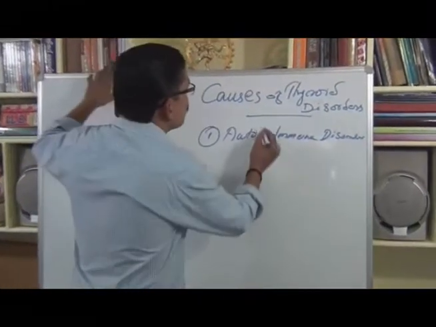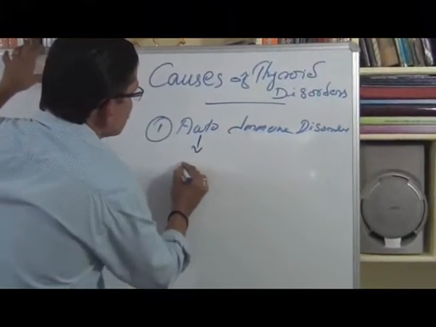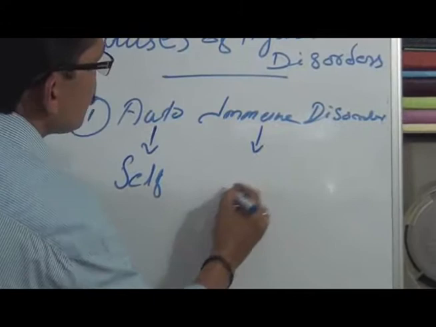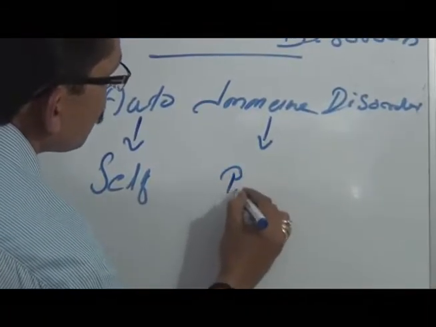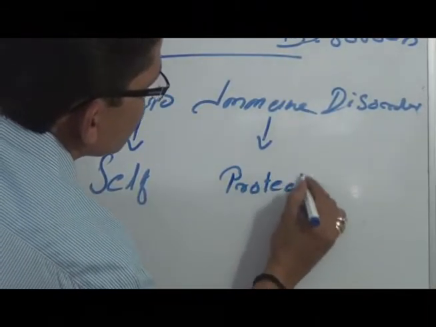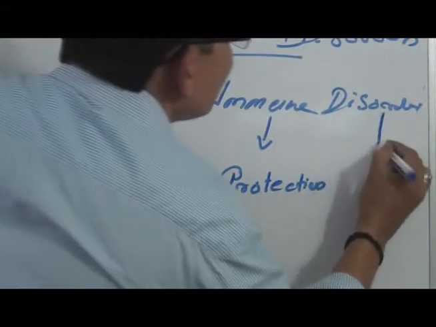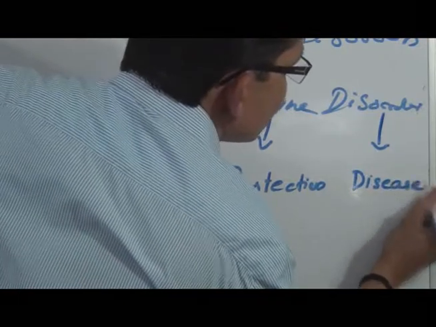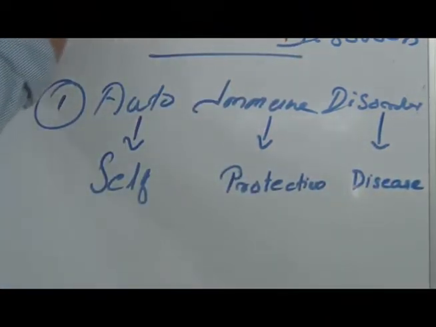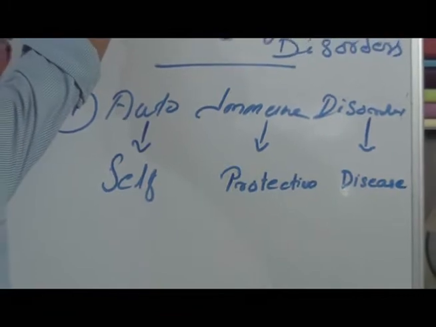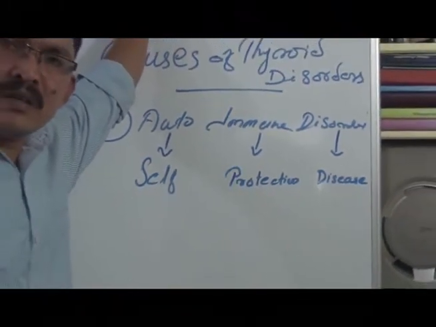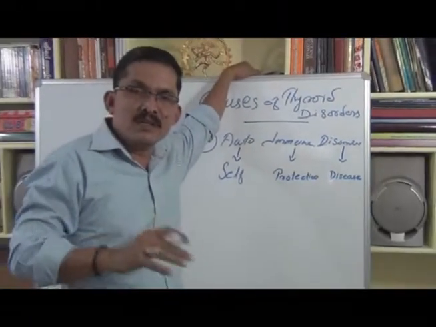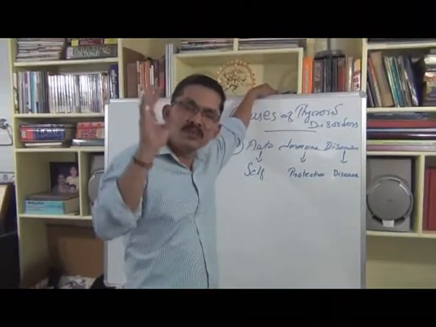What does the word itself explain about autoimmune disorder? Auto means self, and immune means protection, and disorder means causing disease. That means the proteins are essentially supposed to protect us, and the immunoglobulins are nothing but proteins.